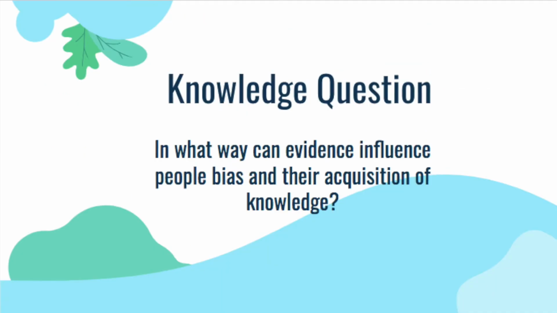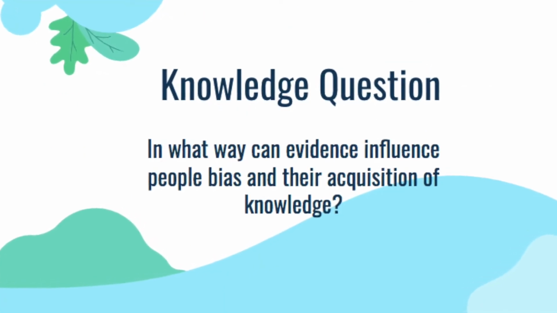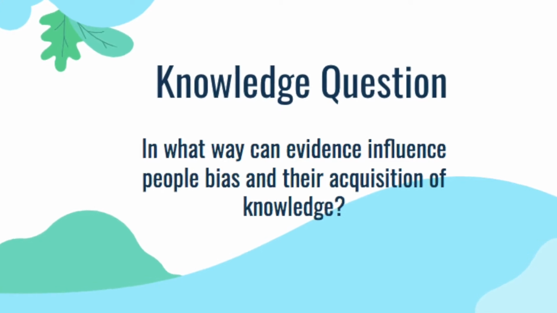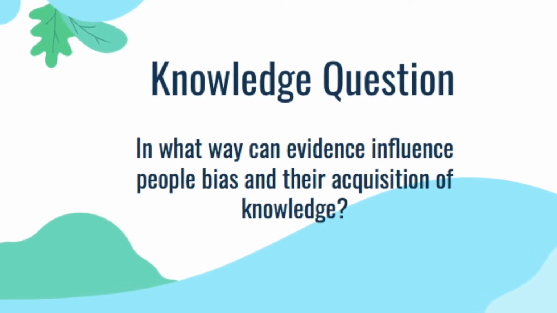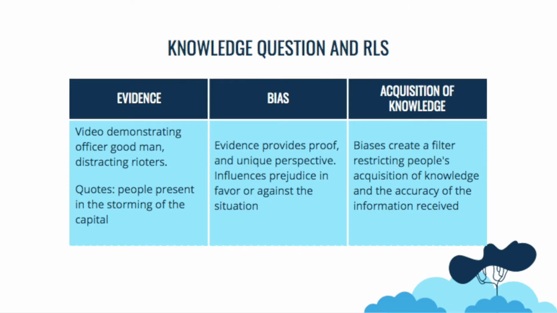Through these knowledge concepts, we were able to formulate the knowledge question of: in what way can evidence influence people's bias and their acquisition of knowledge? The 3 main terms of the knowledge question are evidence, bias, and acquisition of knowledge.